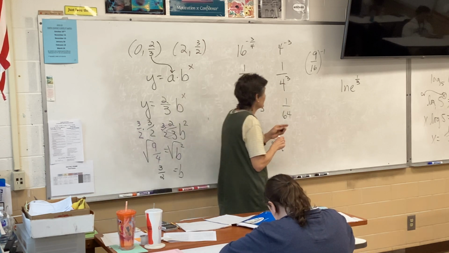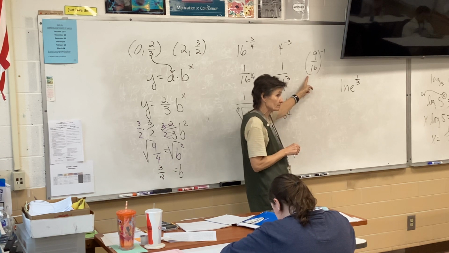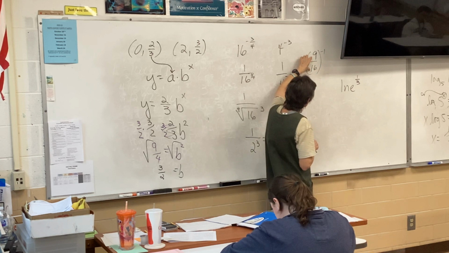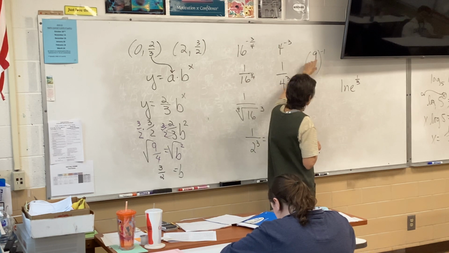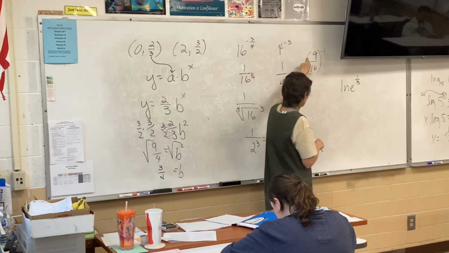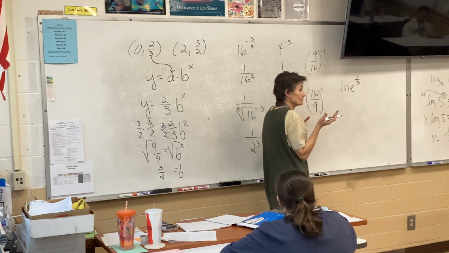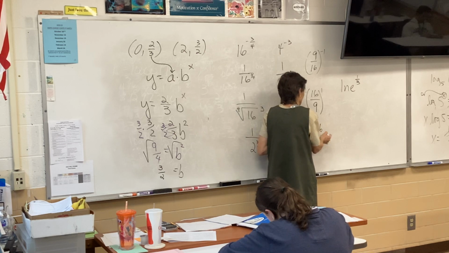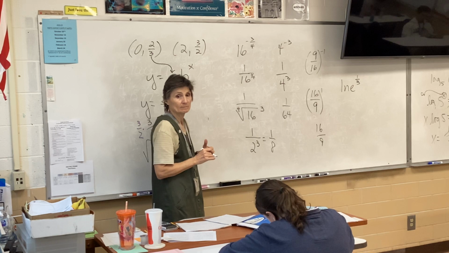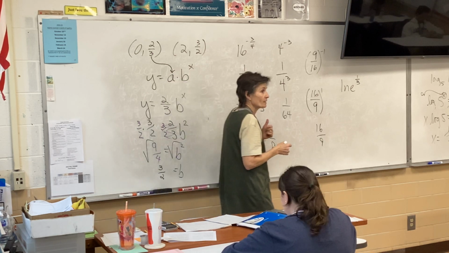Now, this one's a little bit different because it's already a fraction. Remember what we do when we have something that's already a fraction going to a negative power. You remember what happens to this fraction? Flip it. So it's 16/9 to the positive one, which is just 16/9. Is everybody still on the same page here? Okay.